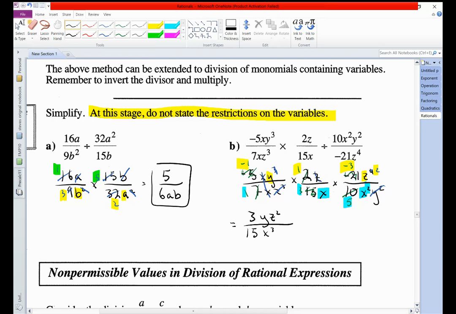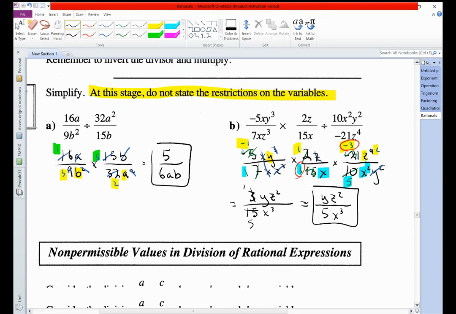So I actually made a mistake here. Well, I didn't make a mistake. I just didn't simplify far enough, because we see that this 3 and this negative 3 could have canceled. But it's okay if you don't do that, because now I notice that in my answer I have 3 over 15, which can reduce to 1 over 5. So now my answer is y z squared over 5x cubed. And that's as simple as it goes.